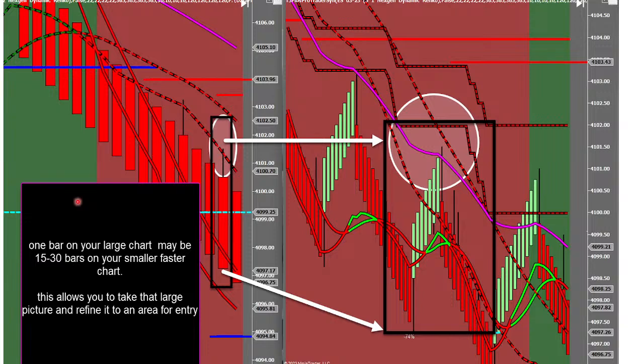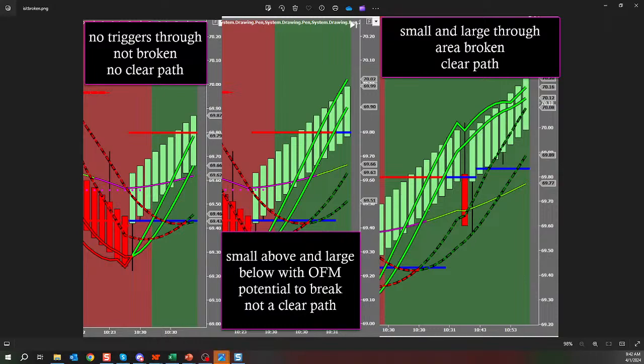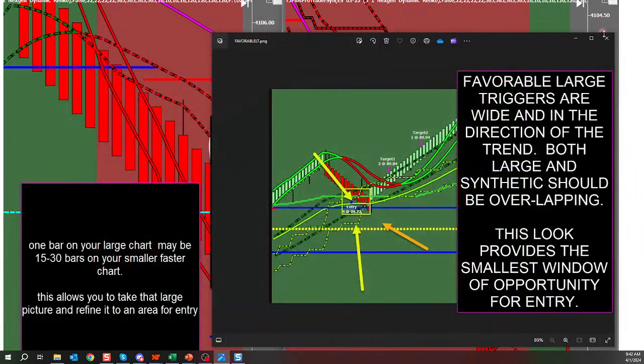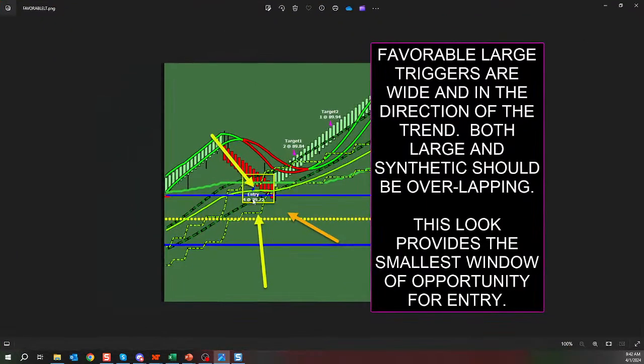When I talk about favorable large triggers, when I talk about the entry, guys, that is not my entry picture. Here we go. Favorable large triggers means that your large and your synthetic triggers on the small chart are one on top of the other. The large triggers, the smooth ones that create momentum, and your synthetic triggers, which are nothing more than the large chart triggers, should be wide.